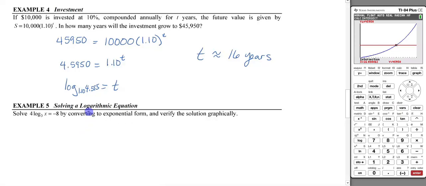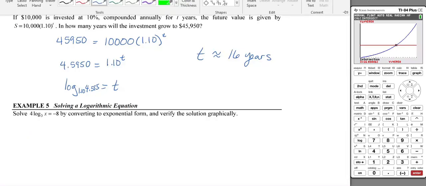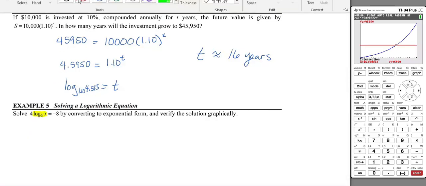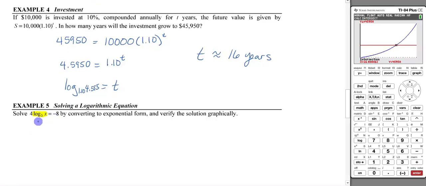Let's solve this logarithmic equation by converting it to exponential form. Similarly as we did with the exponential equations where we isolate the exponential expression, we're going to isolate the logarithmic expression here, and that is simply log base 3 of x. The 4 is a coefficient that we need to divide off. So when we divide both sides by 4, we have log base 3 of x equals -2.